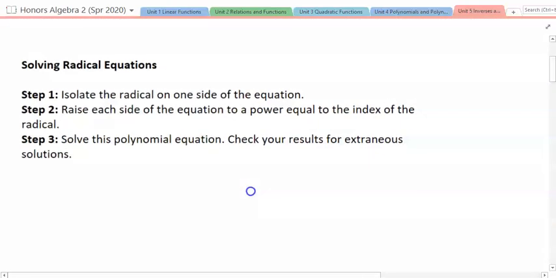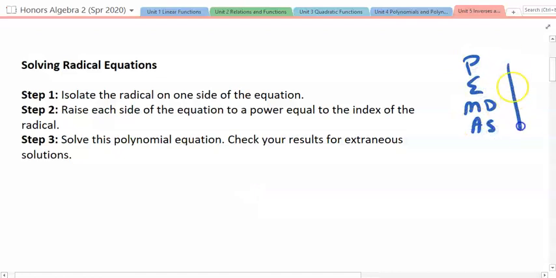Solving radical equations is no different than solving any other type of equation. We have to think about our order of operations, PEMDAS, right? And remember that when we're solving an equation, we work backwards. We get rid of addition, subtraction first, then multiplication, division, exponents, and finally parentheses that may be involved. Now, how does that work with a radical equation?